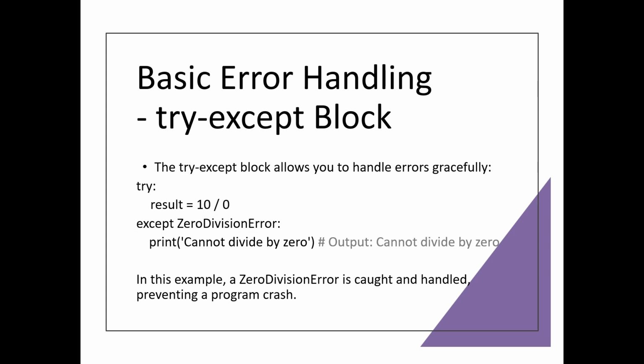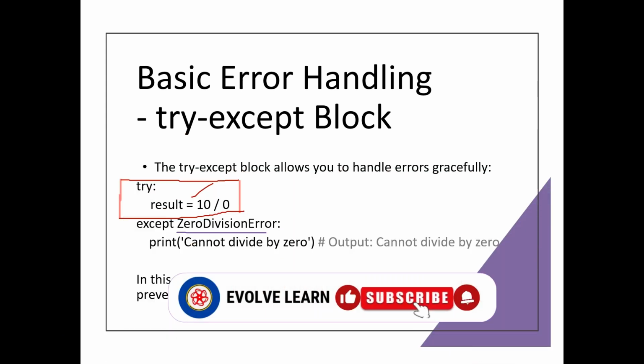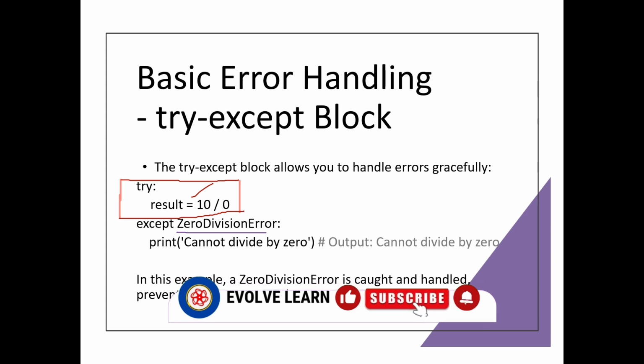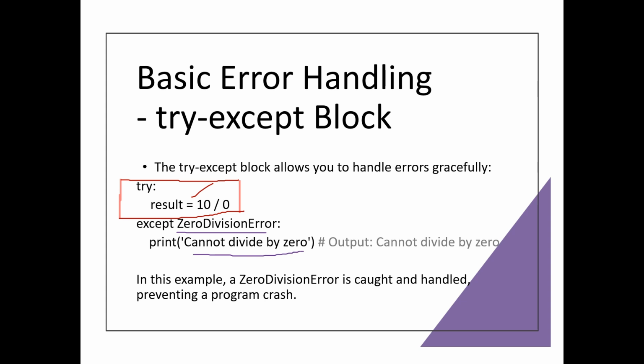You should always know that the try block contains the code that might raise an exception. In this case, dividing 10 by 0 raises a zero division error, and the except block catches the zero division error and executes the code to handle it by printing an error message that is cannot divide by 0. If you run this program, you will get the output cannot divide by 0. Instead of crashing the program, the try except block caught the error and handled it.